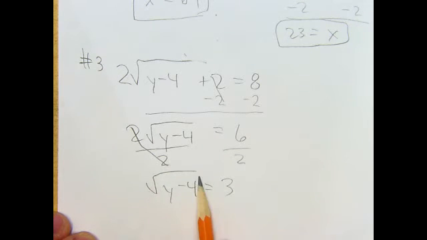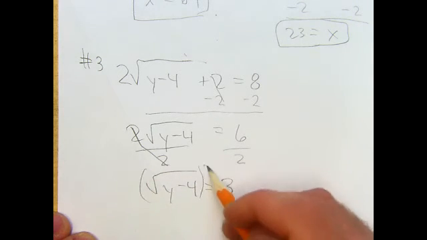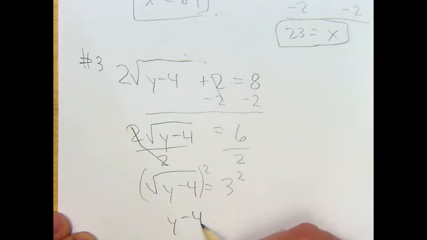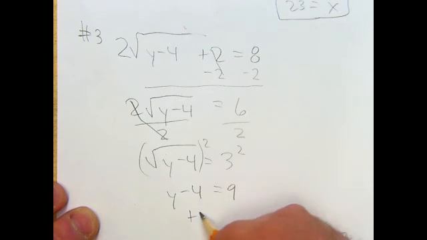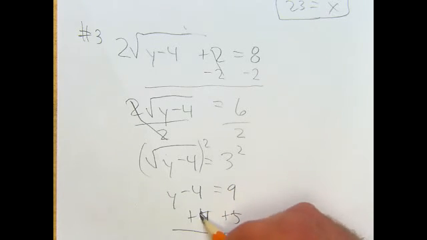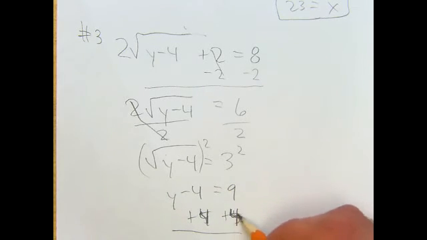Okay, now it's all under a square root, so I've got to square each side. That cancels out the square root. 3 squared is 9, and now I can add 4. Okay, that cancels that out, so y equals 13.